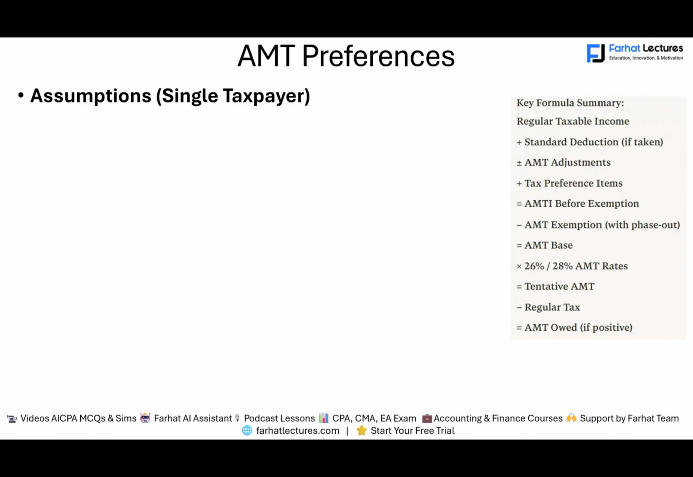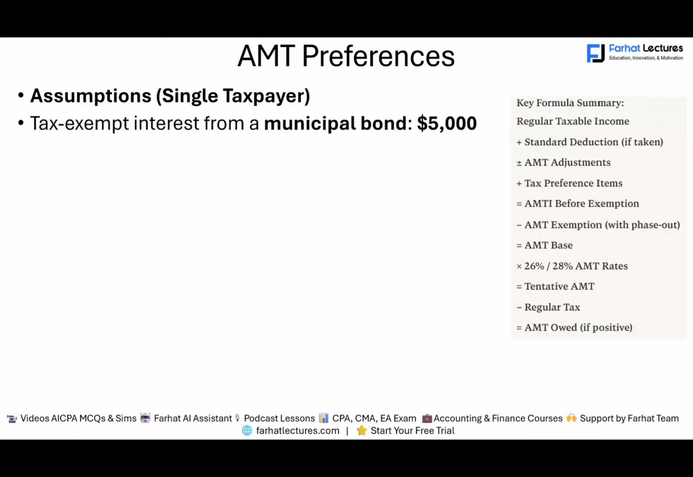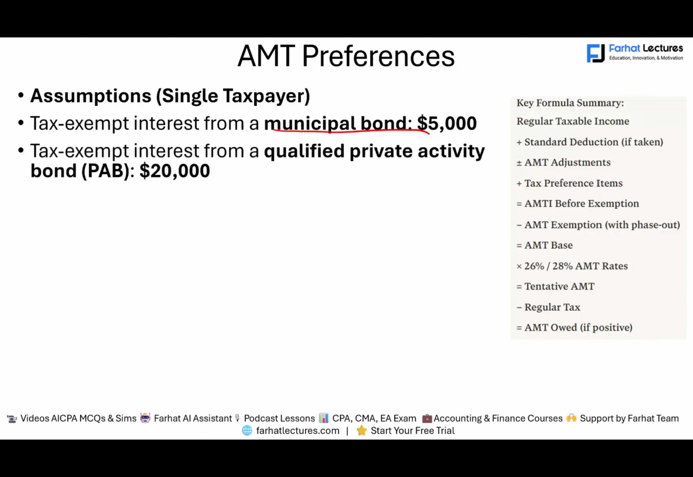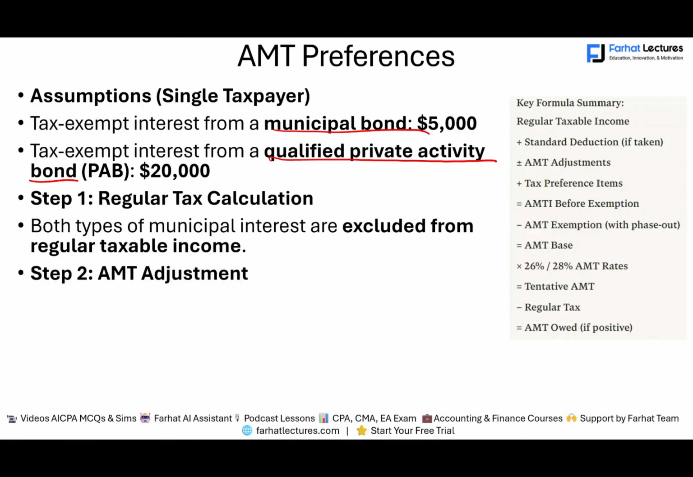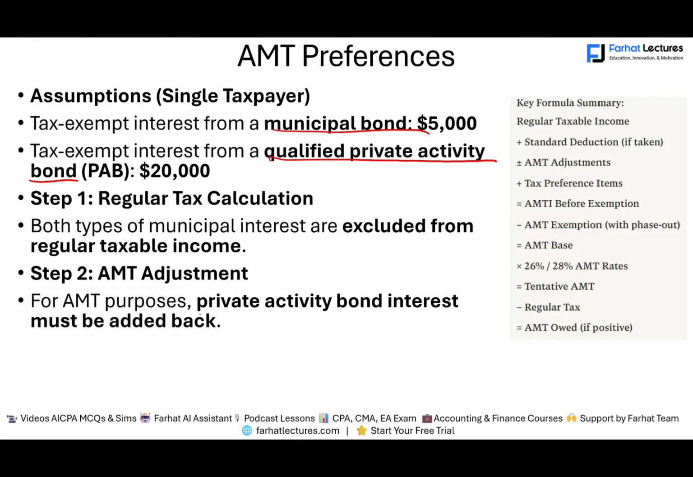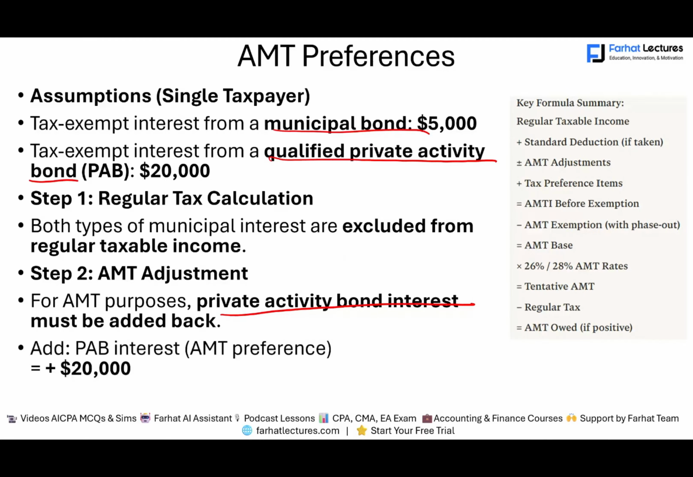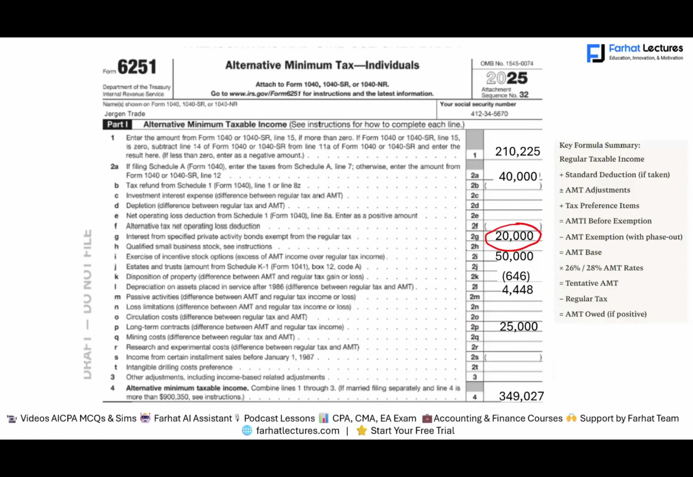For example, let's assume a taxpayer received $5,000 in municipal bond interest and $20,000 in qualified private activity bond, PAB interest. So for regular tax, what's the AMT adjustment? For AMT purposes, private activity bond interest must be added back. Simply put, we add back $20,000. So let's look at it from a form perspective. We add $20,000 to interest from specified private activity.